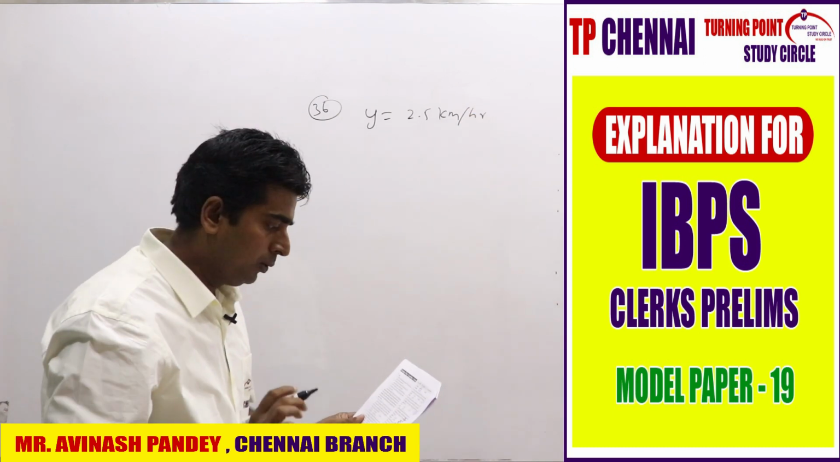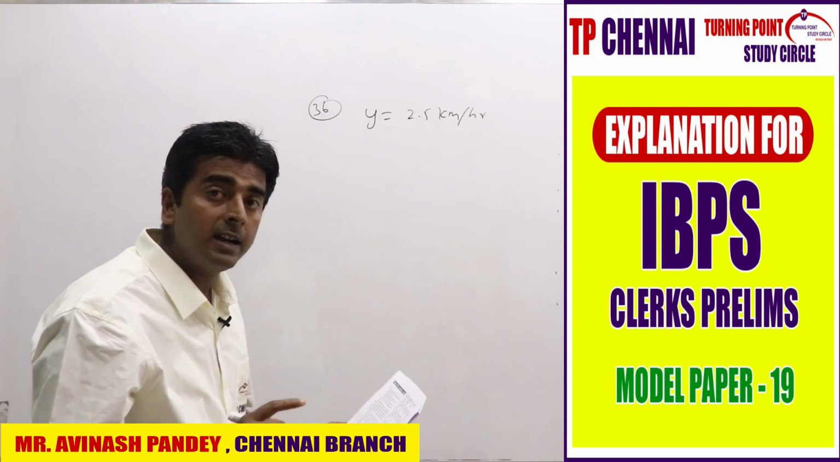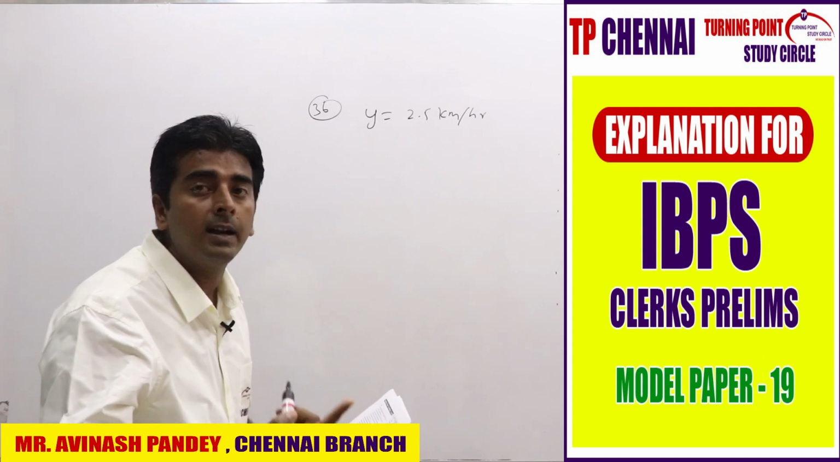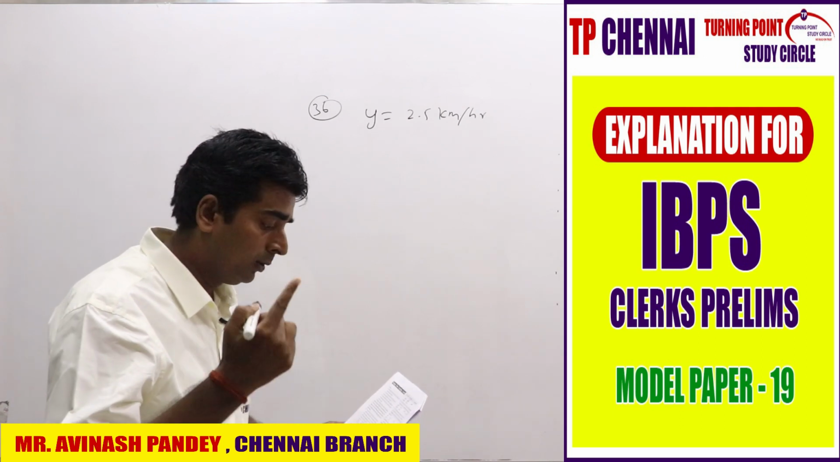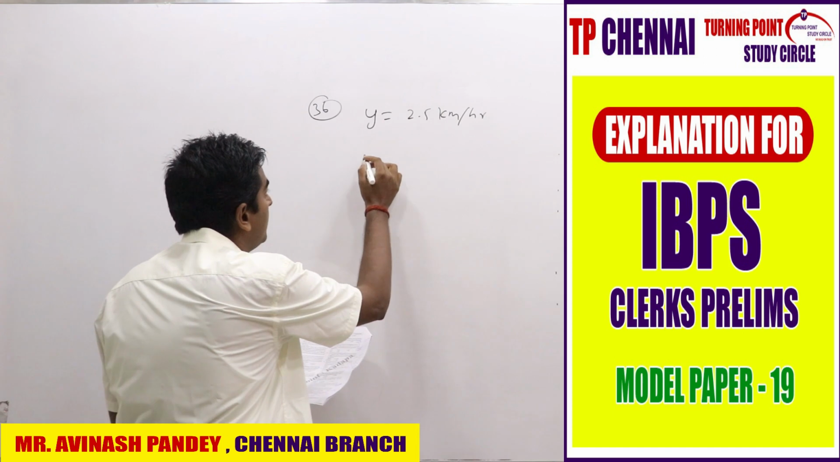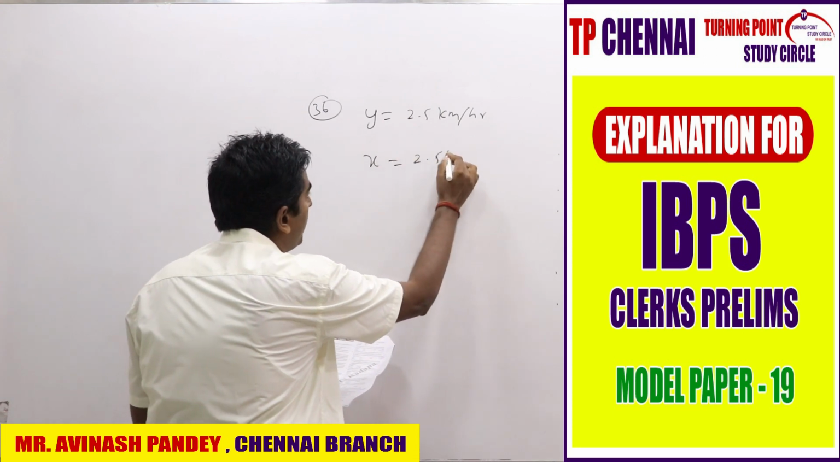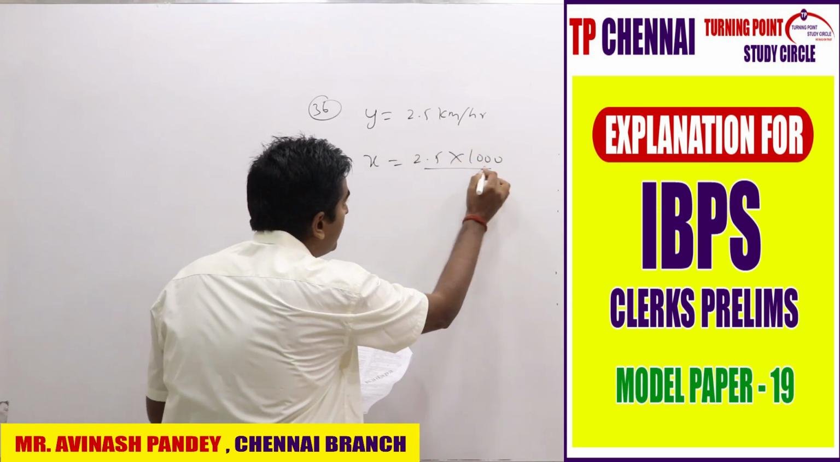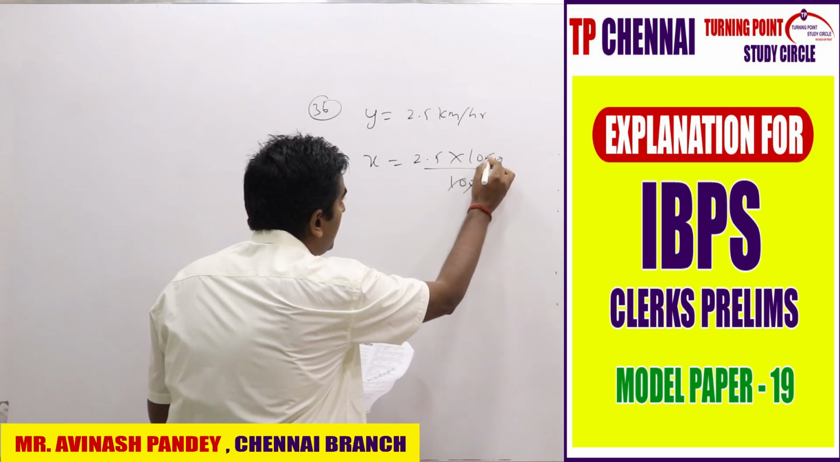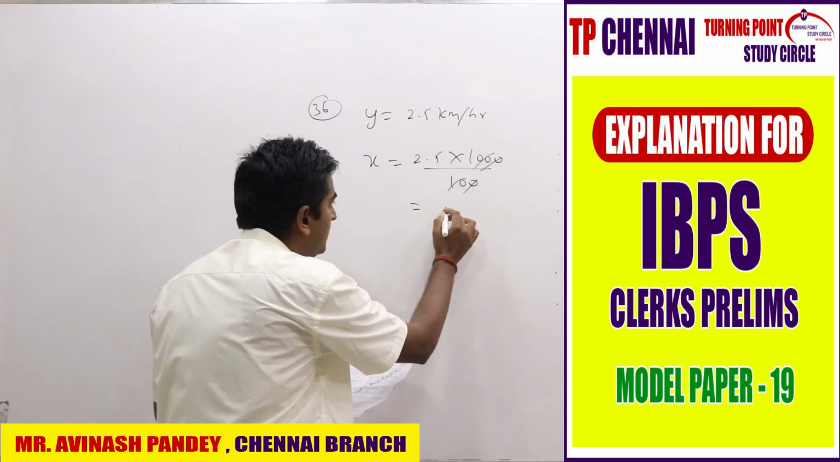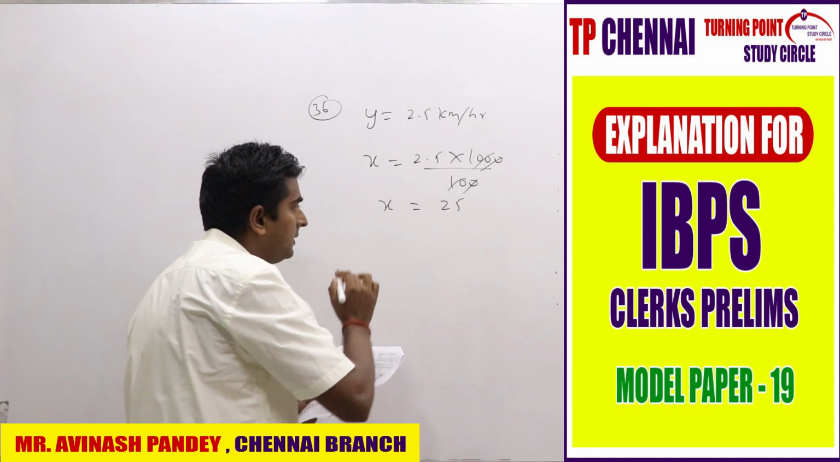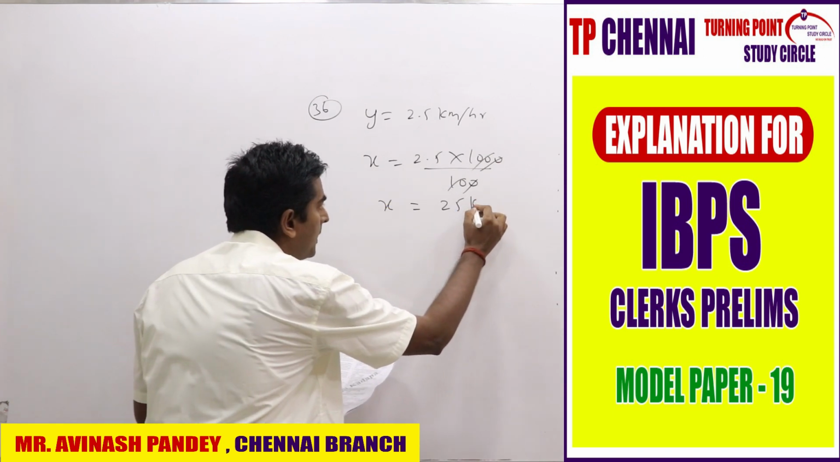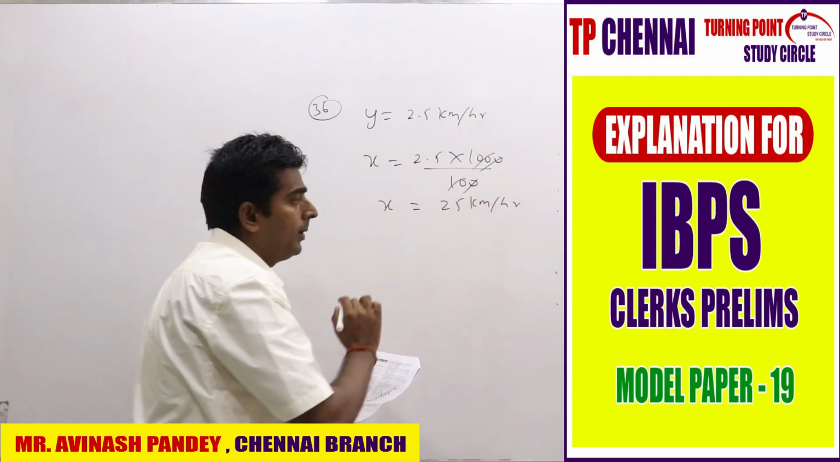Then they have given the speed of the boat is 900% more. If you increase anything by 100% more, it will become 200. So 900% more is 1000. So 2.5 into 1000 divided by 100, what you will be getting is 2.5 into 10, which is 25. So x is equal to 25 km per hour, right? So I have y, I have x.